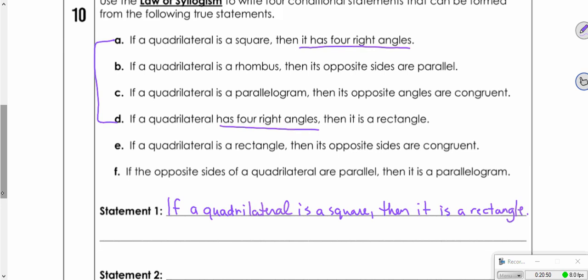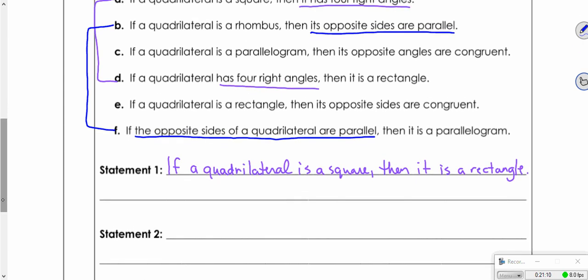Okay, B and, what did you say? B and F, let's look at those two together. So B and F, so again, we've got its opposite sides are parallel, and then we start F with opposite sides of a quadrilateral are parallel. So definitely, what statement here, statement 2, could we make from B and F together? If a quadrilateral is a rhombus, then it is a parallelogram.